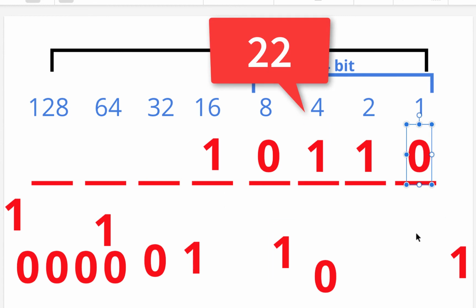This would be his number in binary. There would be 16, 0, 4, 2, which adds up to 22, and then 0. Remember, an even number always ends in 0, just like my age was an even number like that.